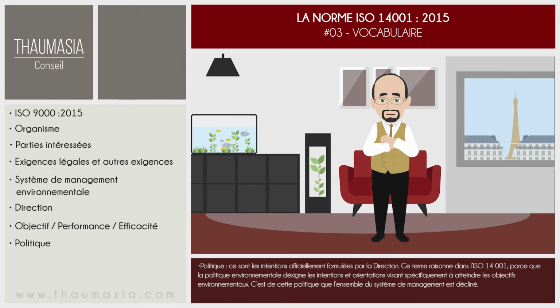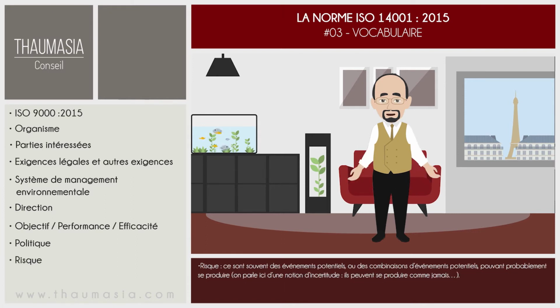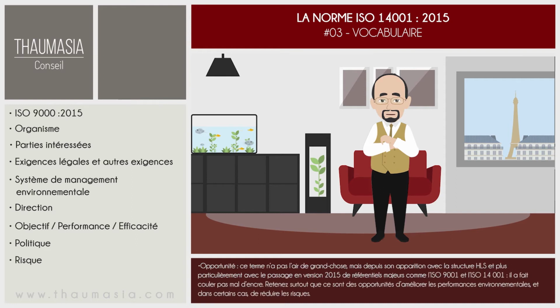Policy. These are the officially formulated intentions of management. This term is used in ISO 14001 because environmental policy refers to intentions and directions specifically aimed at achieving environmental objectives. It is from this policy that the entire management system is derived. Risk. These are often potential events or combinations of potential events that are likely to occur. Here we are talking about a notion of uncertainty. They can happen or not.